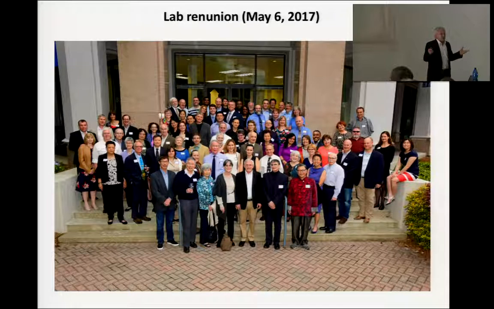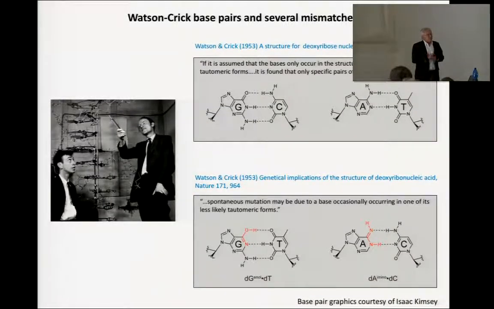So, mismatch repair. The job of mismatch repair is to correct base pairing errors in the DNA helix. And this turns out to have major implications for the control of mutation production in cells. Watson and Crick were the first to suggest that mismatches might occur in DNA. In their 1953 paper proposing the double helix, they pointed out that if the bases occur only in their favored tautomeric states, the keto and amino forms, then the possible base pairing schemes are restricted to the familiar GC and AT base pairs. In their second paper, published a month later, dealing with the genetic implications of the double helix, they suggested that transition of a base to an unfavorable tautomeric form might be involved in mutation production. And two examples are shown here.